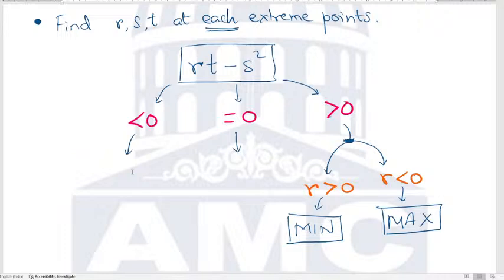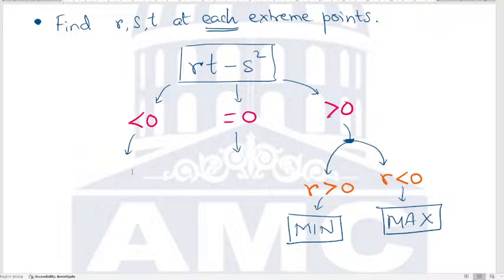They can be positive, negative, decimal, whatever. You'll get some numbers for r, s, and t. Now, we'll find out rt minus s square, correct? This value again will be a number. It would be either less than 0 or equal to 0 or greater than 0. Let's say that rt minus s square is greater than 0 at a particular extreme point.